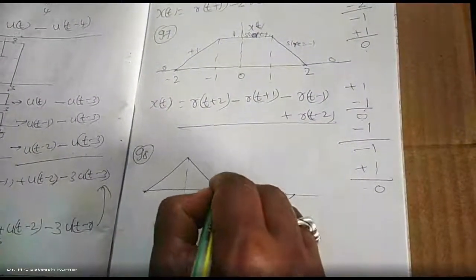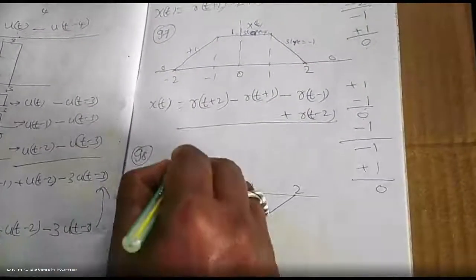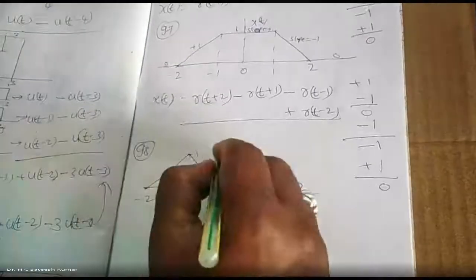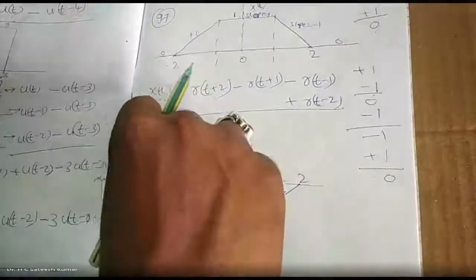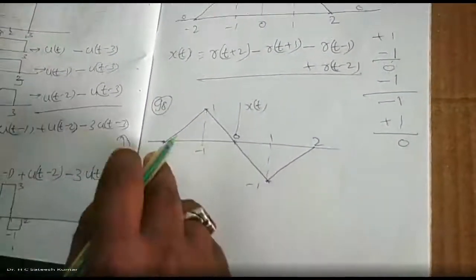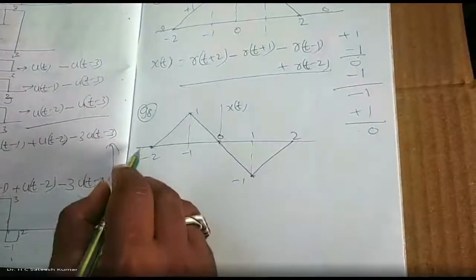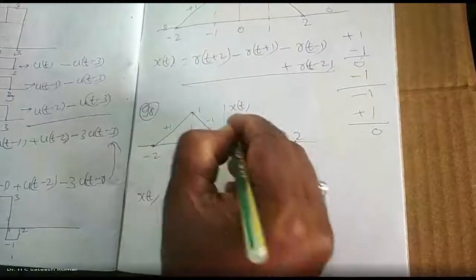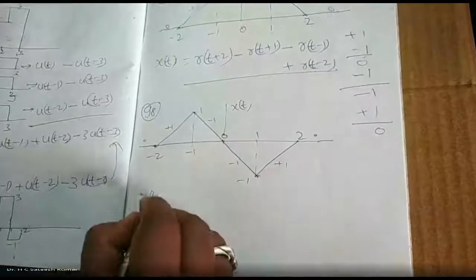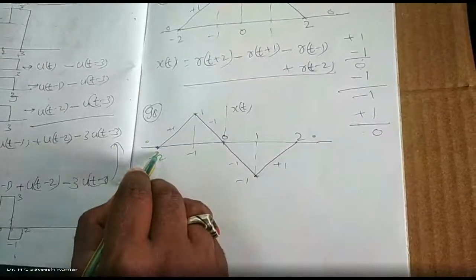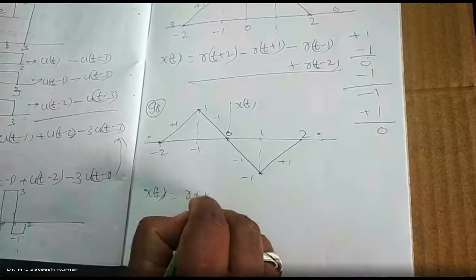Let's say this is 0, -1, -2, 1, 2. Amplitude is -1, +1. X of t. Now go with the start from x of t. Starts from -2. So this slope is +1. This slope is -1. This is also -1. This is +1. This is 0. This is also 0. X of t is equal to, starting from -2, slope is +1. Starting from -2, ramp is what? R of t plus 2.